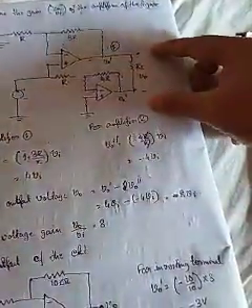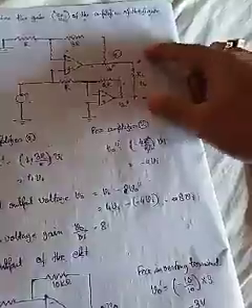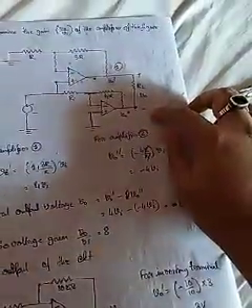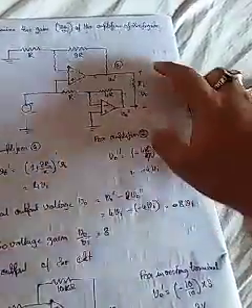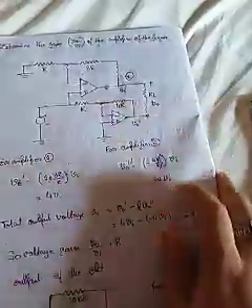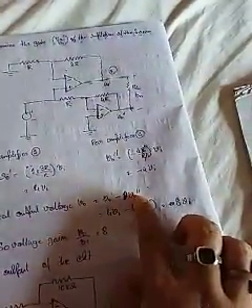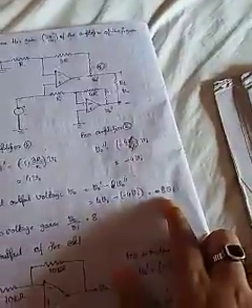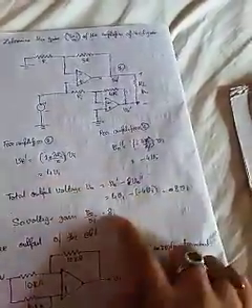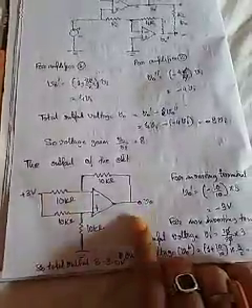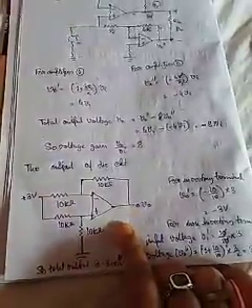So here is the output voltage V0, which is V0 dash minus V0 double dash. That's why it is 8 VI. So V0 by VI, the voltage gain, is 8. This is the problem that was given to you in the first assignment.